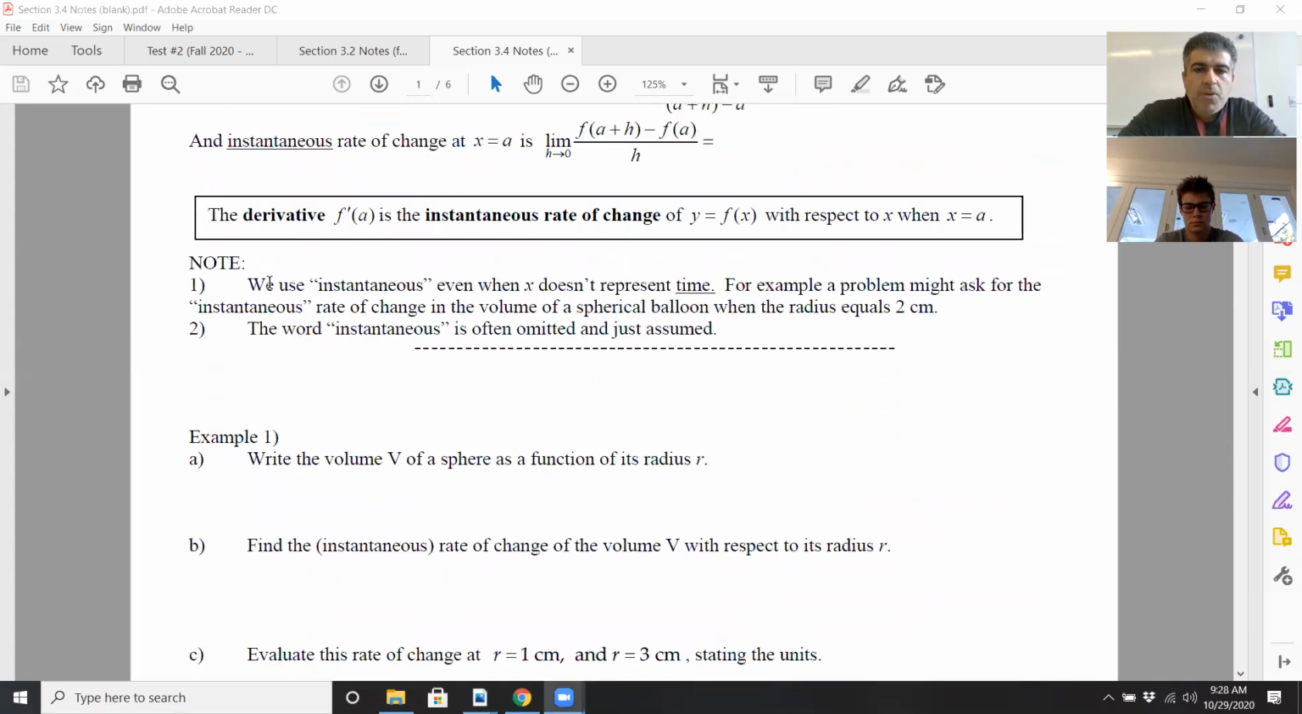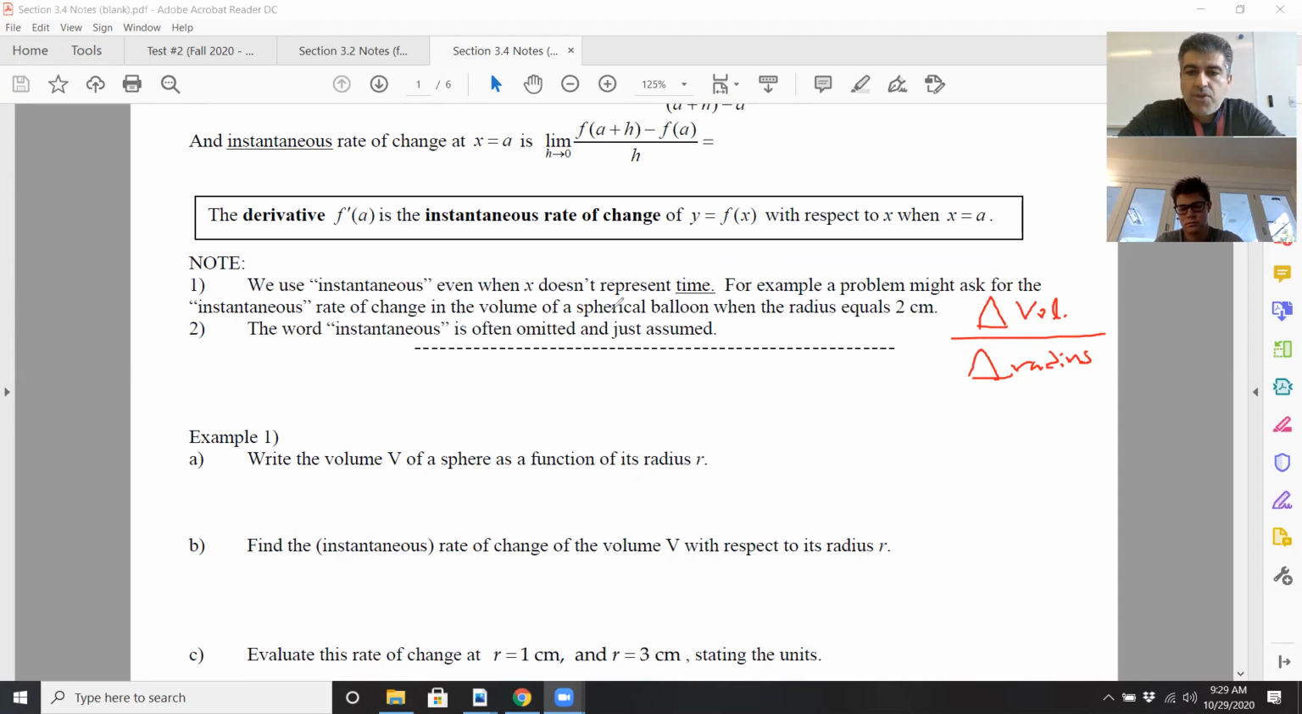When we use the word instantaneous, just keep in mind, x doesn't always have to represent time. Even though we'll probably think of it that way, it doesn't always have to be. For example, say a problem asks you to find the instantaneous rate of change in the volume of a spherical balloon when the radius equals 2 centimeters. So I'm looking at the change in volume over the change in radius. So I want to know how the volume is changing at a particular radius value, not at a time value.